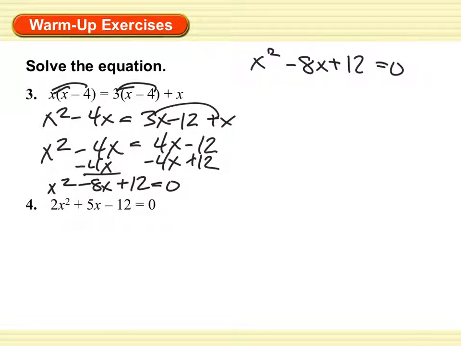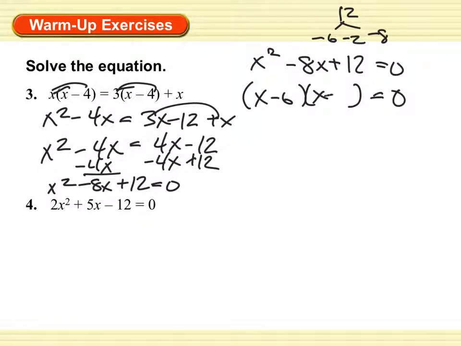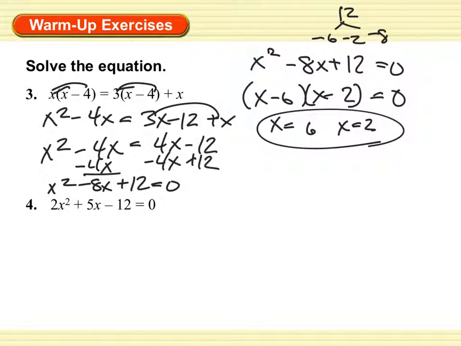Alright, now we're set equal to 0. We just need to factor. I know some of you don't like factoring. I'm sorry. I do want two things that multiply to 12 that add to negative 8. 6 times 2 would work, and if I did negative 6 and negative 2, that multiplies to 12 and adds to negative 8. So I get x equals 6 and x equals 2 as the solutions.